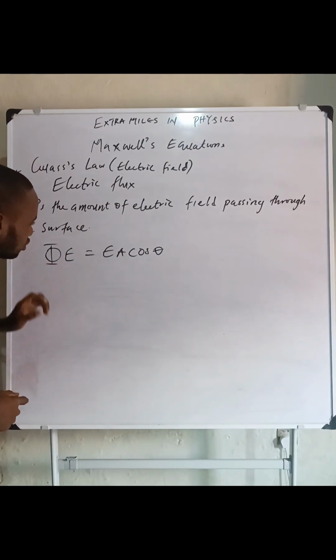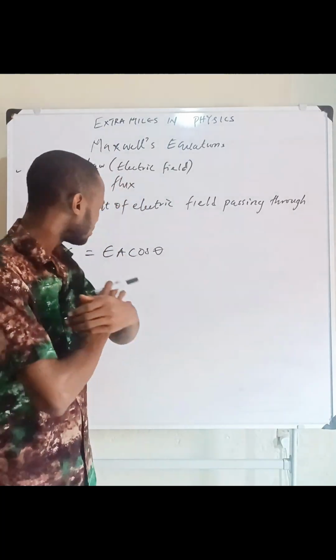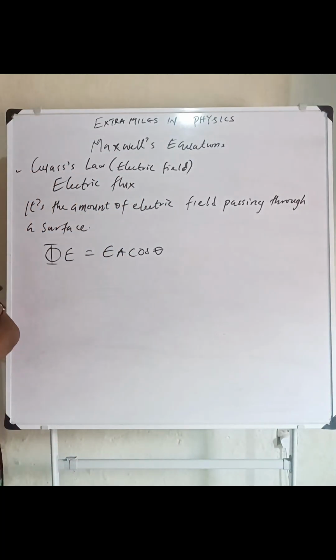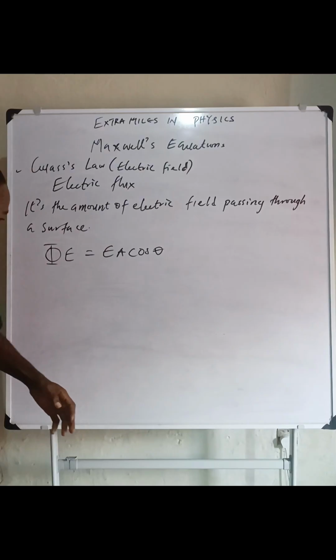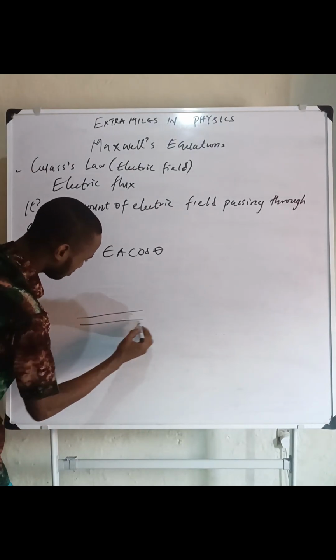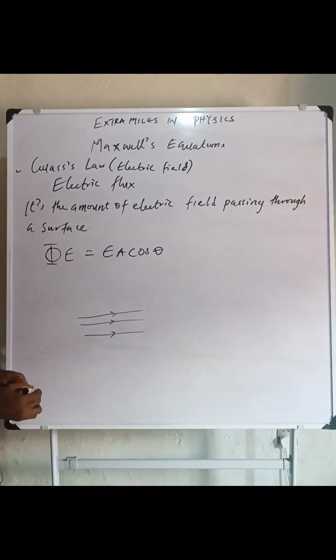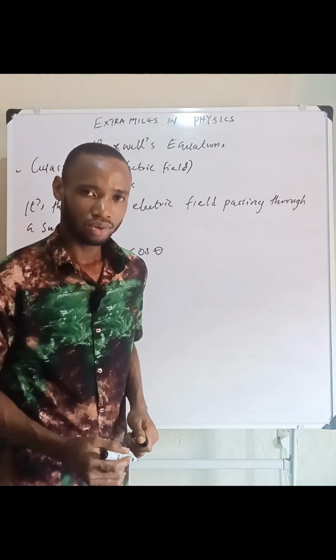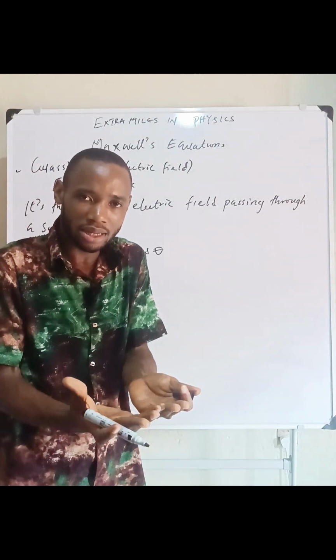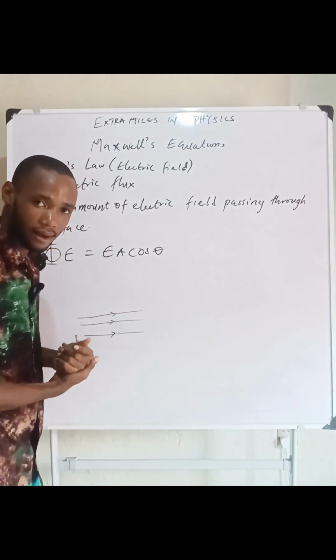All right. Now let me try to explain this as simply as possible. When we are discussing electric flux, what analogy should we use? Okay, let's say that we have a river. Let's say a river is flowing. Then let's say I want to use a net to measure the amount of water that passes through that net from this river.